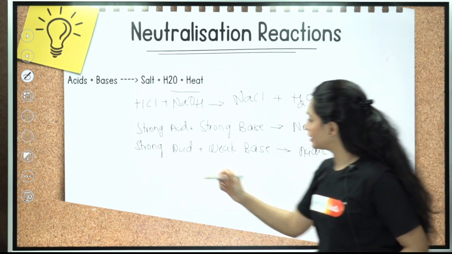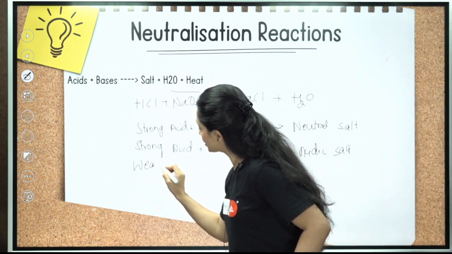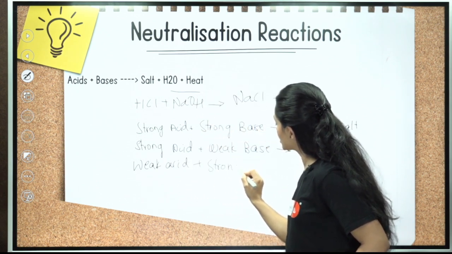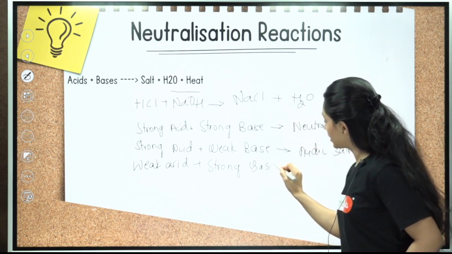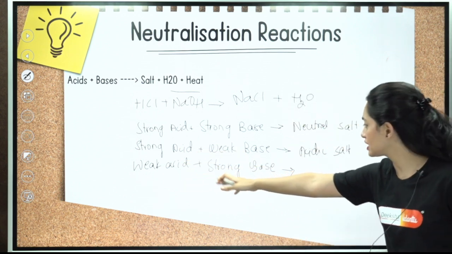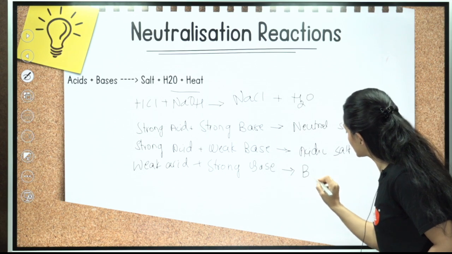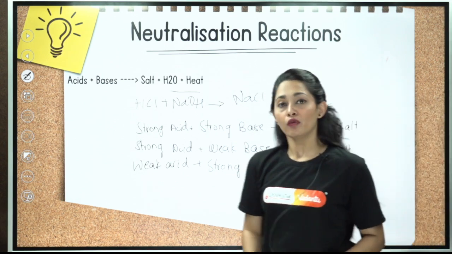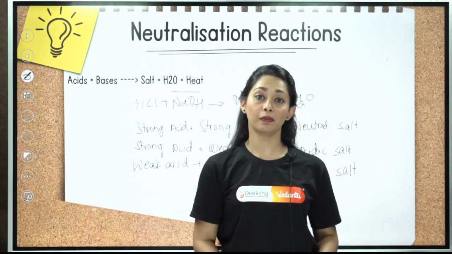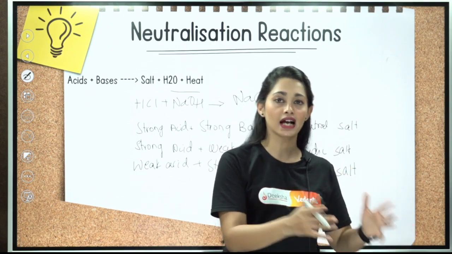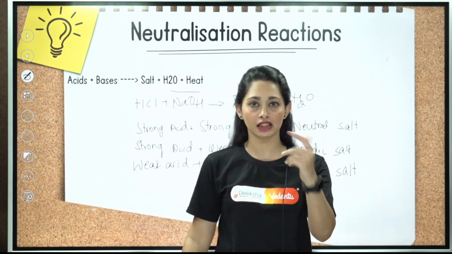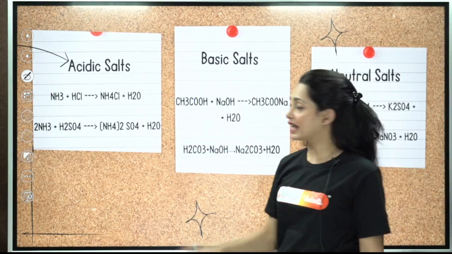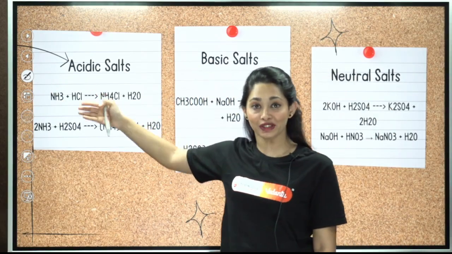And when a weak acid reacts with a strong base, what is going to be formed? Basicity is going to overpower the acidity. So a basic salt is formed. What about a weak acid and a weak base? It depends on the relative strength of the respective acid and the respective base that we are taking in the reaction.